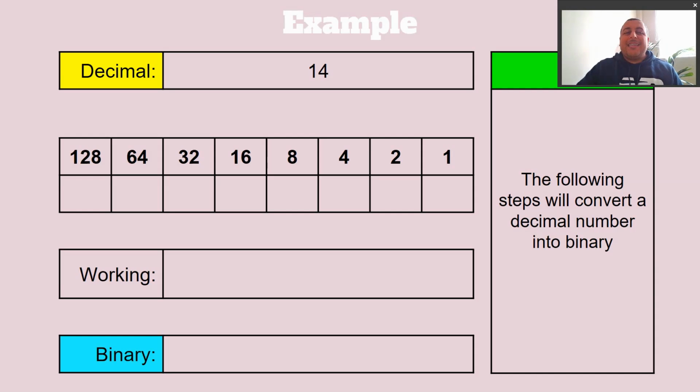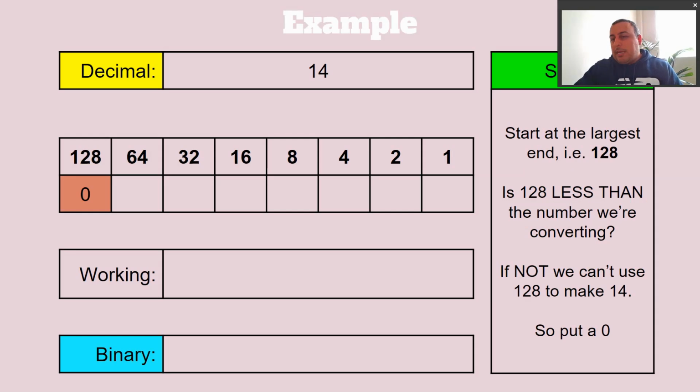The question you need to keep asking yourselves as you go down the list of numbers is: is this number less than or equal to my target number? At the moment, our target number is 14. Let's start at the left-hand side because it's nice to go from left to right. So 128, is that number less than or equal to 14? Of course it's not. So we would write a big 0 in there.